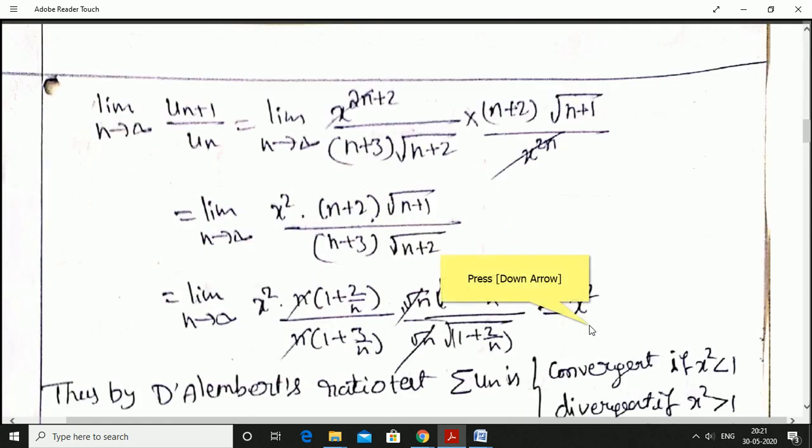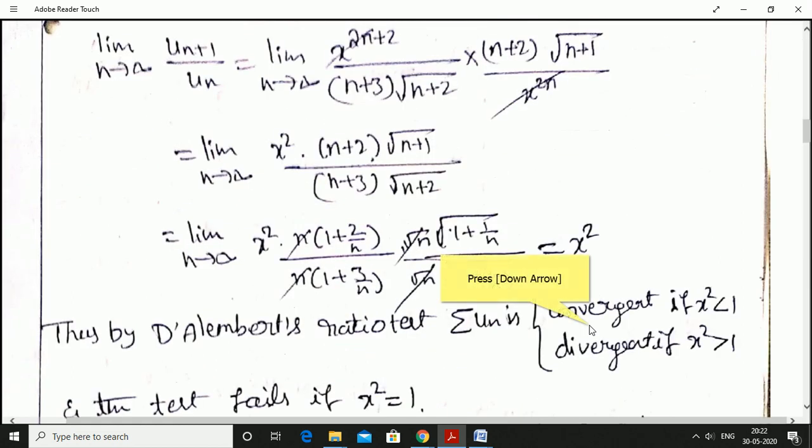Limit as n tends to infinity, u(n+1) divided by u(n), that's equal to limit as n tends to infinity, x to the power of 2n+2 divided by (n+3) into 2 square root of (n+2), into the reciprocal of the u(n) term, that is (n+2) into root of (n+1) divided by x to the power of 2n. x power 2n divided by x power 2n gets cancelled, x square remains.